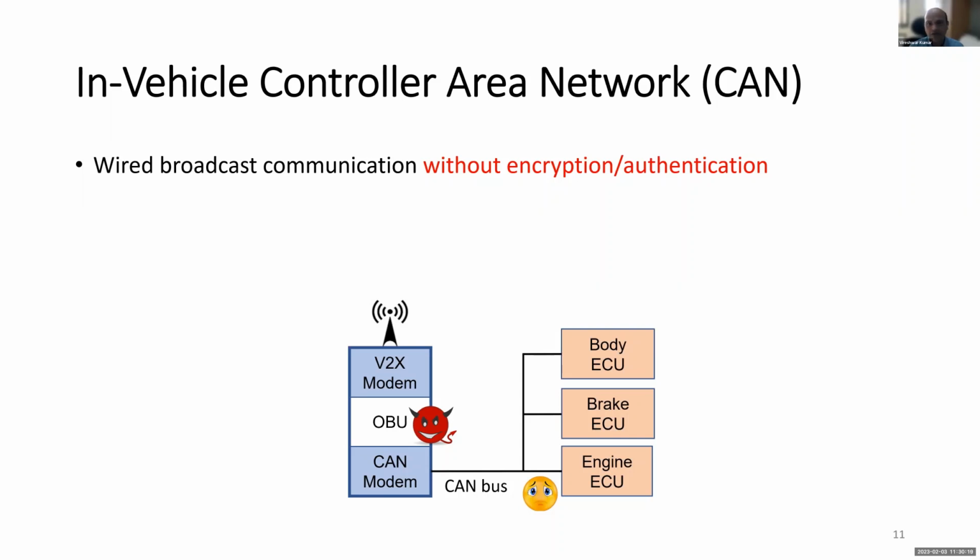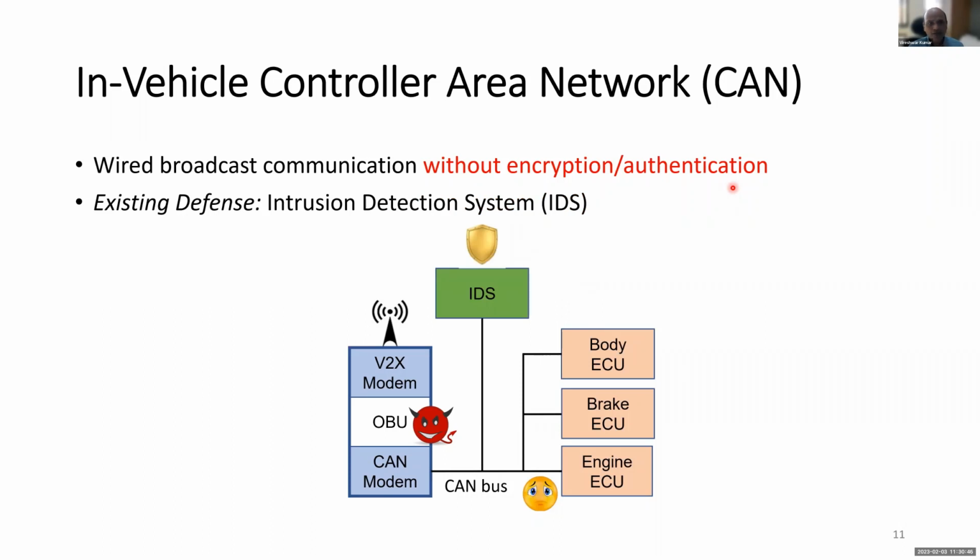Okay, so you can remotely connect to and control these different subsystems within the vehicle. And if this OBU is compromised, then there is nothing stopping the attacker from controlling all of these different subsystems, because there is no security, no encryption, no authentication.